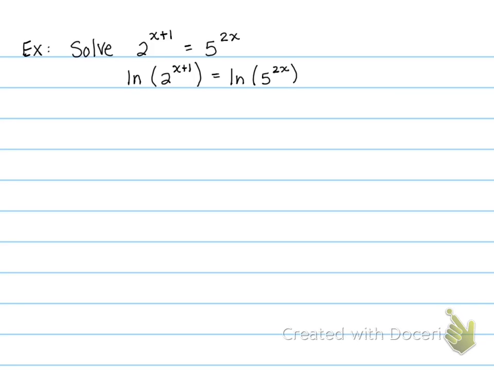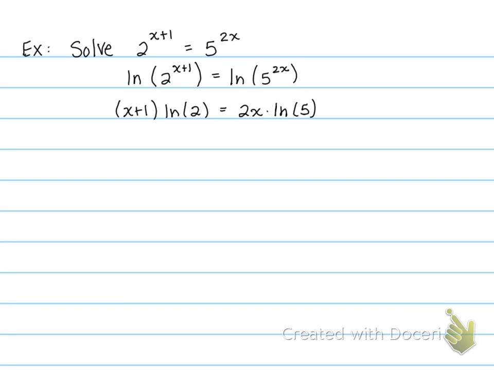So we're going to use our log rule to bring the exponent down as our coefficient. Now remember that x plus 1, because it's in superscript, it's grouping the x plus 1. When I bring it down, I need parentheses to do that grouping. So this is x plus 1 times the natural log of 2 equals 2x times the natural log of 5. I didn't put the 2x in parentheses because it's multiplication, not addition or subtraction, so I don't need to group that.